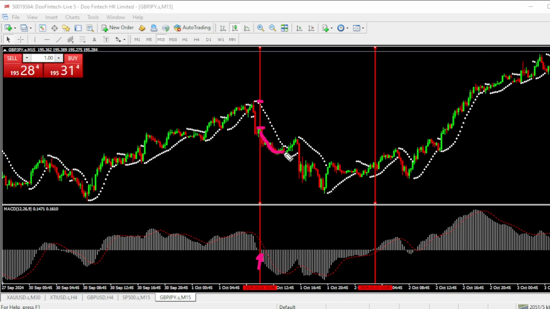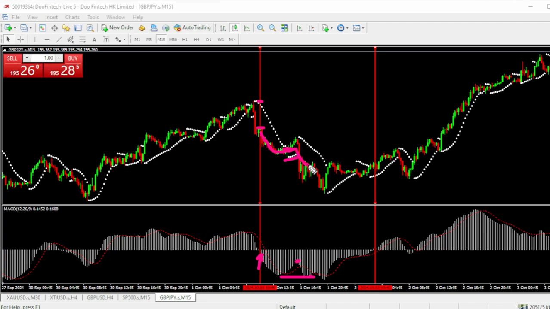And the parabolic SAR gives you a buy position, right? It's up to you whether you close just like here, just right here, or hold the position because the MACD is showing you that they are still in the majority downtrend position. So you can close here, or you just can hold the position, right?